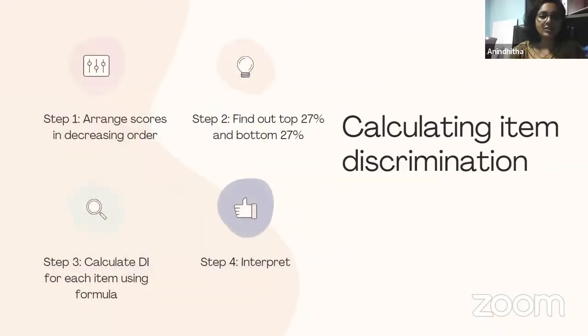So moving on to calculating item discrimination. Again, we're going to follow the same procedure as we did for calculating item difficulty. We're going to arrange the scores in decreasing order. We're going to again find the top 27 and bottom 27 percent, and then apply a formula to calculate the discrimination index and then interpret it. It's the same four steps again, but the only thing that changes is our formula.